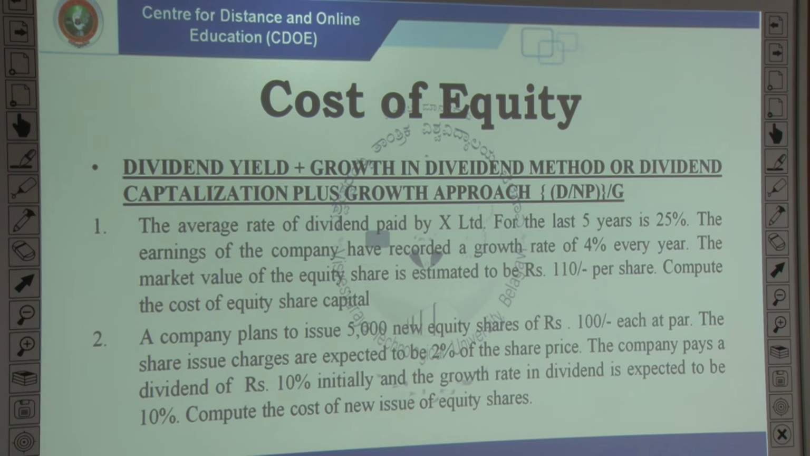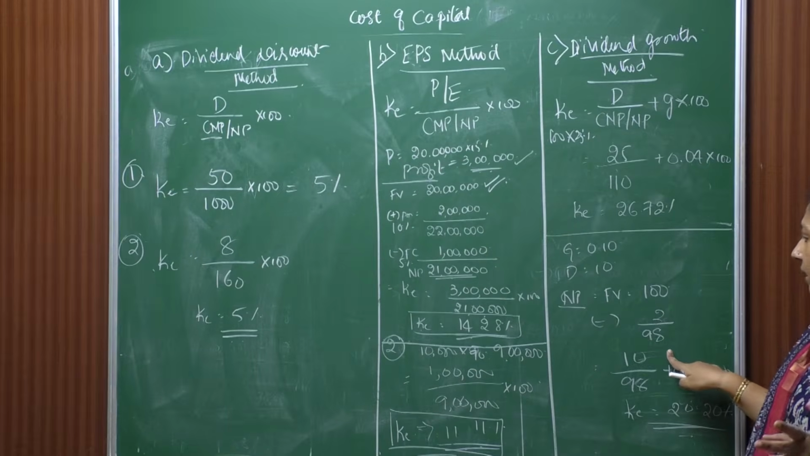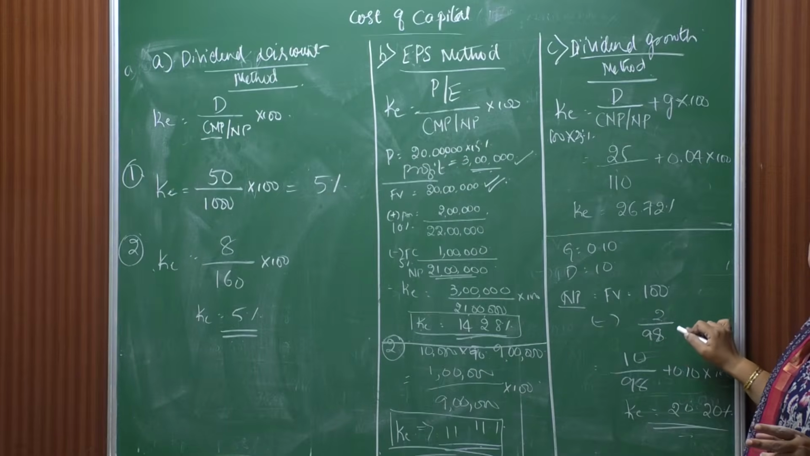Next, look at the second problem. A company plans to issue 5,000 new equity shares of rupees 100 each at par. The share issue charges are expected to be 2% of the per share. So how many equity shares? 5,000 equity shares, the face value is 100, and the issue expenses are 2%, which has to be considered for net proceeds. So 100 into 2% is 2 rupees, and 100 minus 2 gives you 98 rupees.